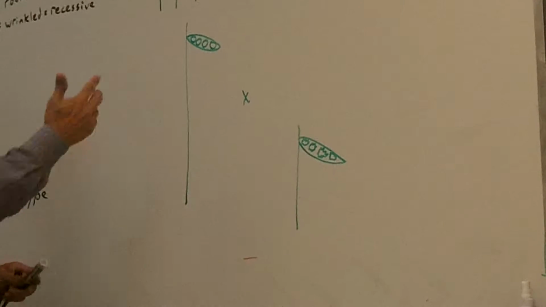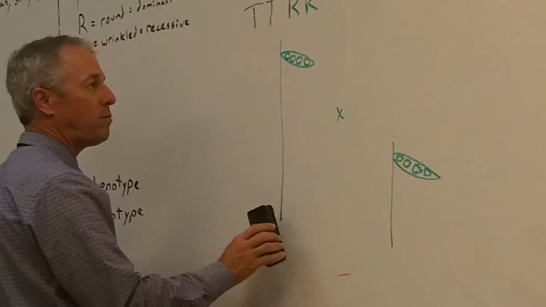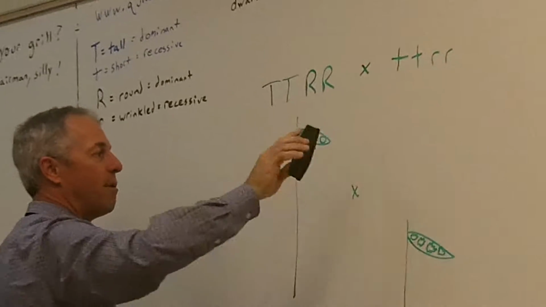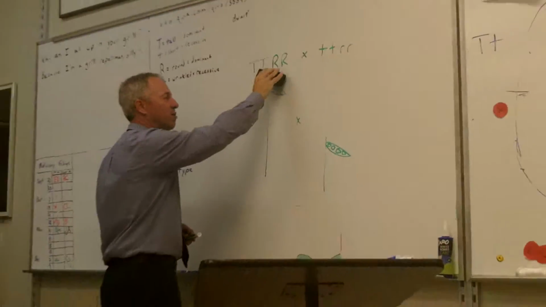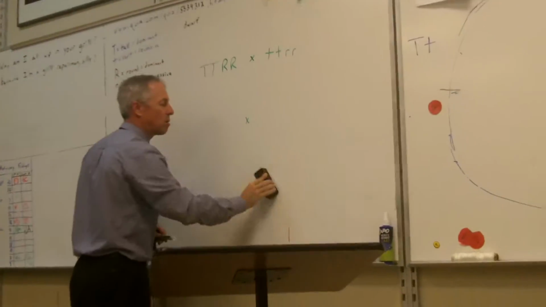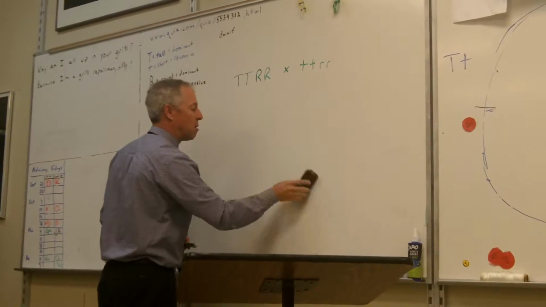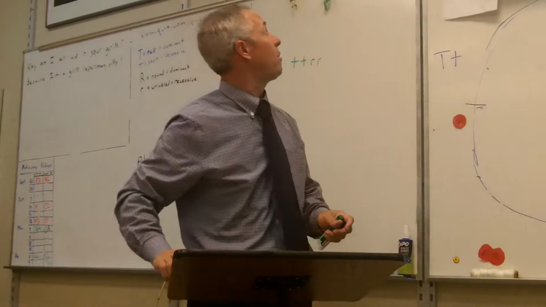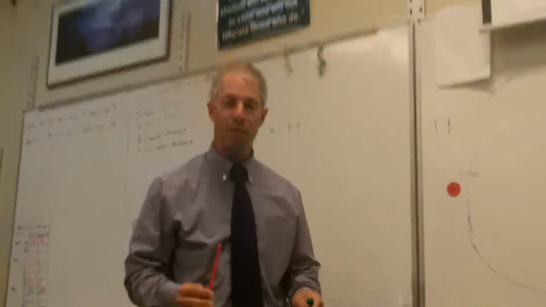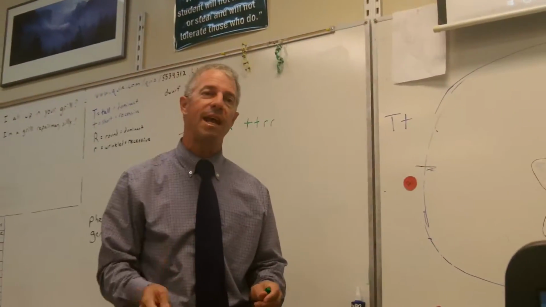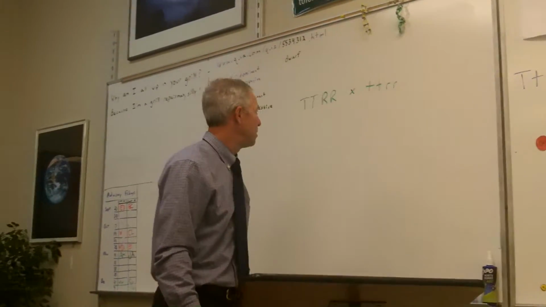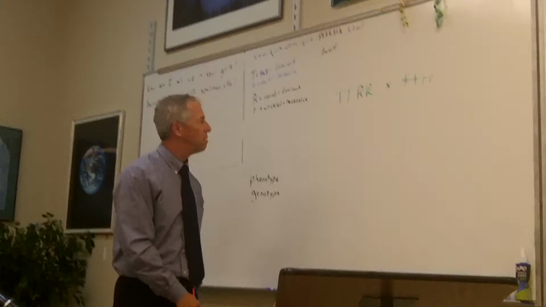What do you think the next generation is going to be? 10 points. Tall is dominant, round is dominant. 10 points if you can guess what the next generation is going to be. How many plants? 100 plants.